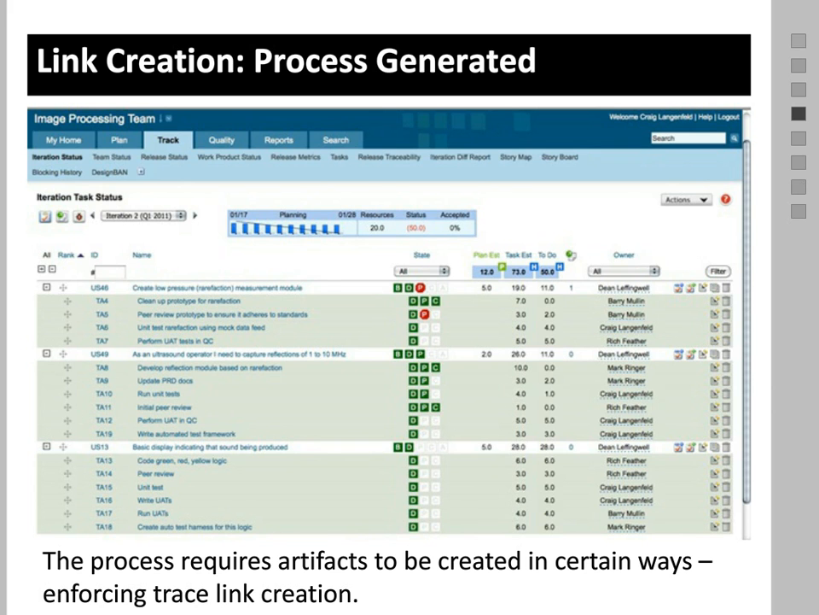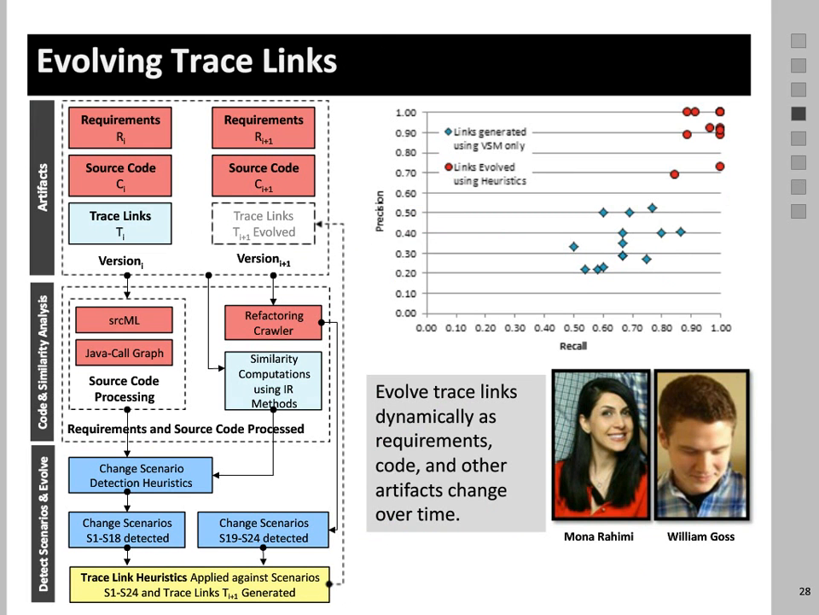Okay, before I leave this notion of creating trace links, I want to just very briefly mention that it's also very important to evolve them, especially if we're using automated methods or manual methods. And this is one example of an ongoing project. In this project that's conducted by my PhD student, Mona Rahimi, the starting point is a set of requirements and a set of source code. So in this particular project, we're looking at evolving links between requirements and source code, but we could apply this to other pairs of artifacts.